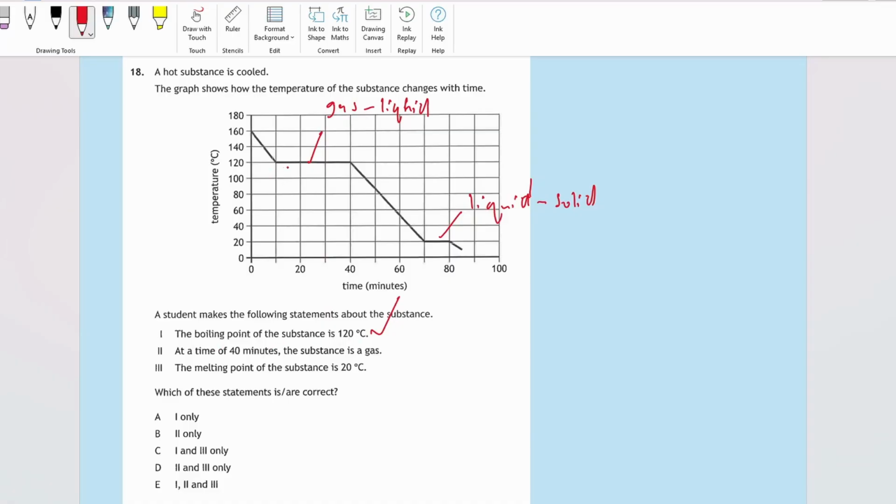2 says at a time of 40 minutes, the substance is a gas. Well, that's incorrect because we're changing here from a gas to a liquid. So in this state, we've just changed to a liquid at this point here, and the liquid is changing temperature. So at this point we are liquid, so this must be false.